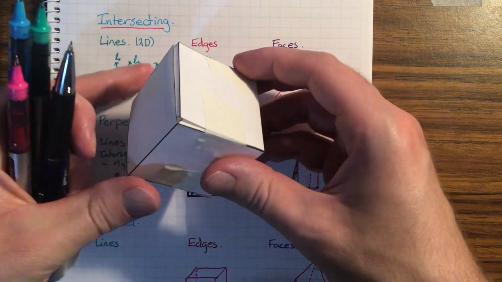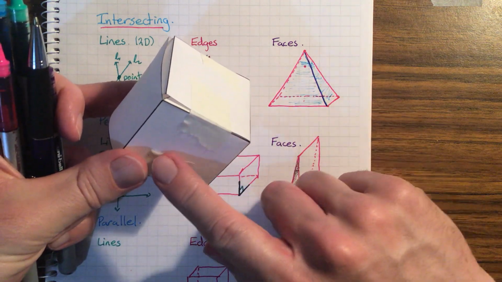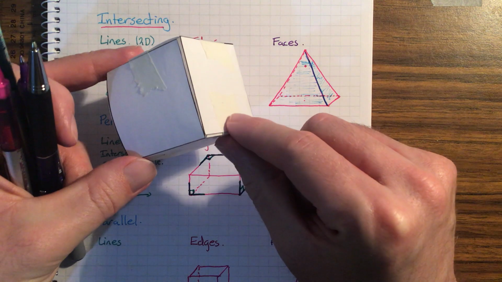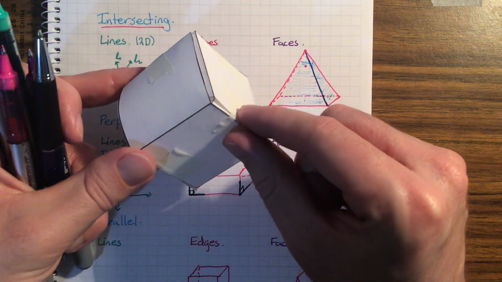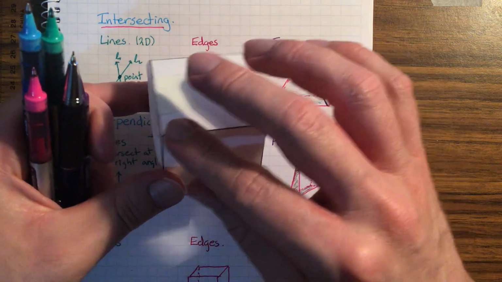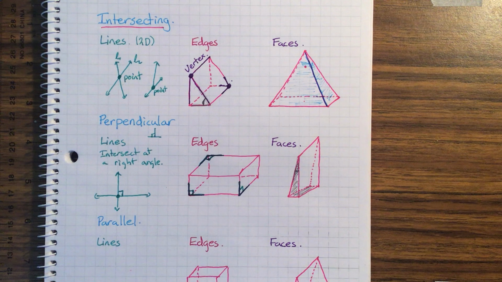Let's look at our cube. This face right here on top intersects with this face at a perpendicular angle. There's a 90-degree angle between those two faces there. In a cube, any two faces that intersect do so at 90 degrees. That's not true in a triangular prism.